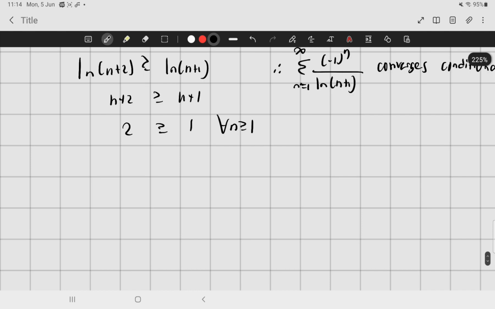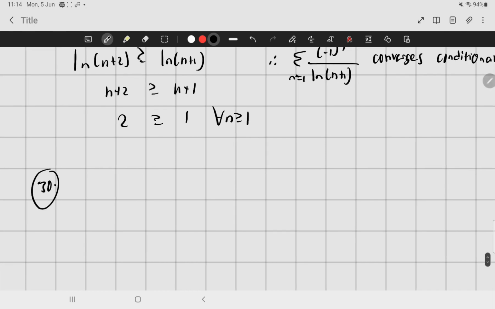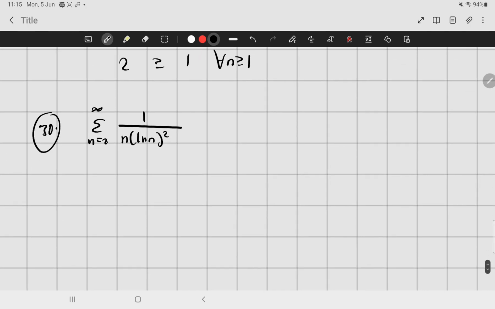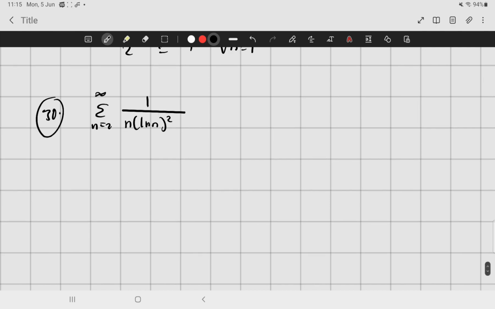Now, question 30, we have the following series, n to infinity, 1 over n ln n squared. Okay, so 1 over n ln n squared. You could do the integral test, but you have to fulfill the three conditions. The function has to be positive, decreasing, and continuous for all x larger or equal to capital N, which is, well, the series itself starts with 2, so we want to show that it's true.